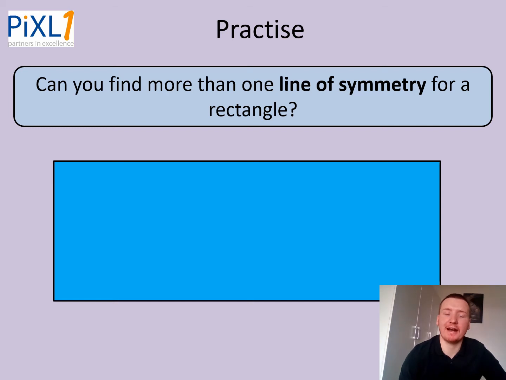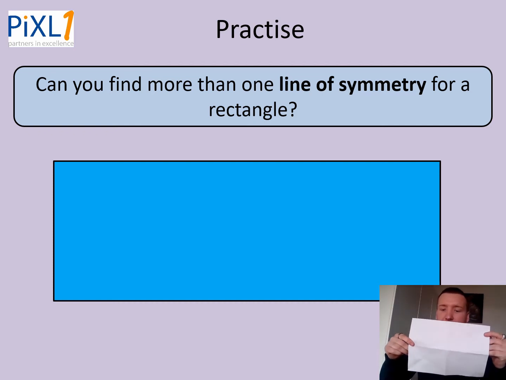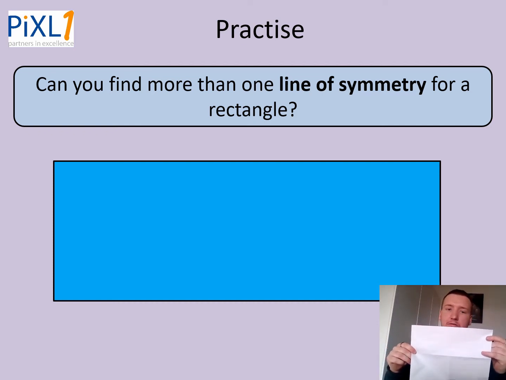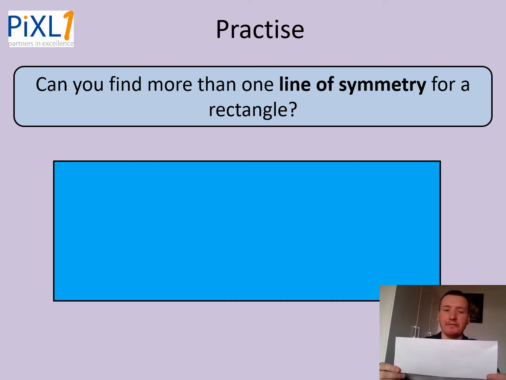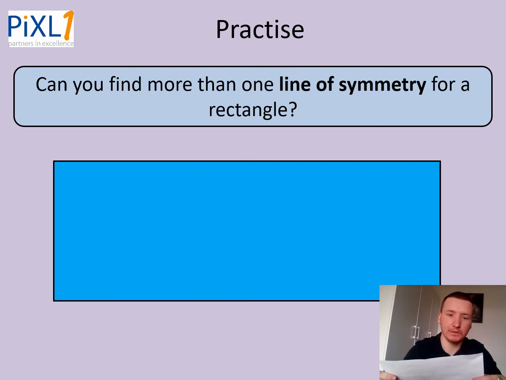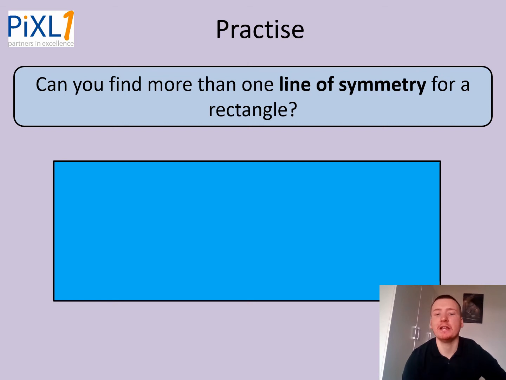It's time to put it into practice now. If you've got a scrap piece of A4 paper at home, like I have, the big normal paper that you'd use to print out of a printer, put that in front of you now. My question to you is, can you find more than one line of symmetry for a rectangle? Get your piece of paper in front of you and fold it in different ways and see how many different lines of symmetry you've got. Pause the video and come up with an answer. How many lines of symmetry does a rectangle have?